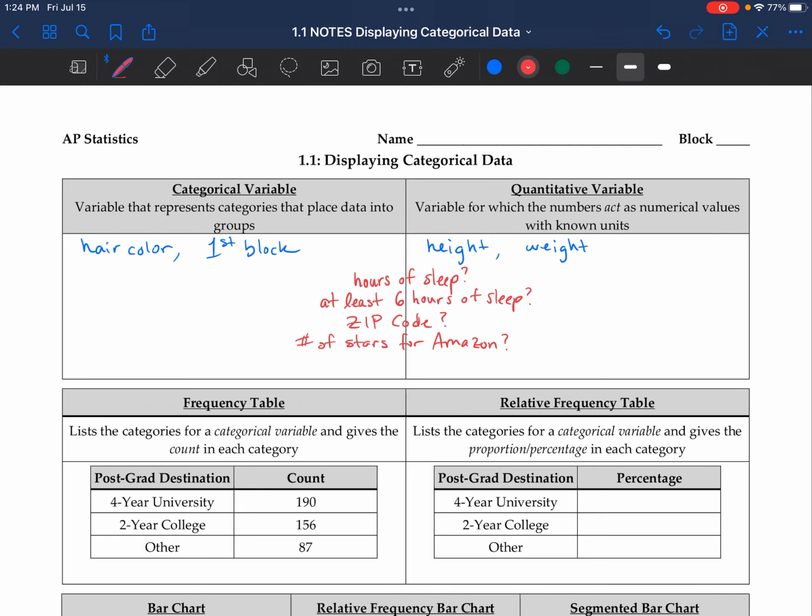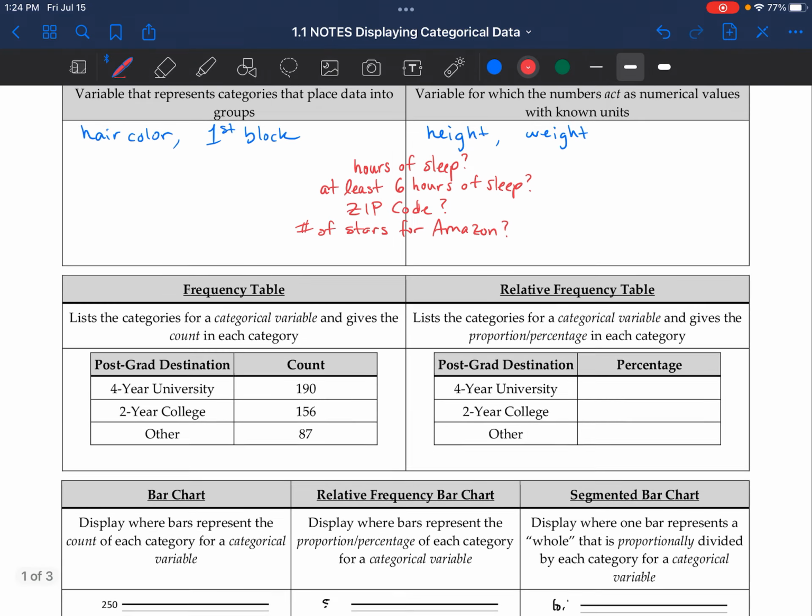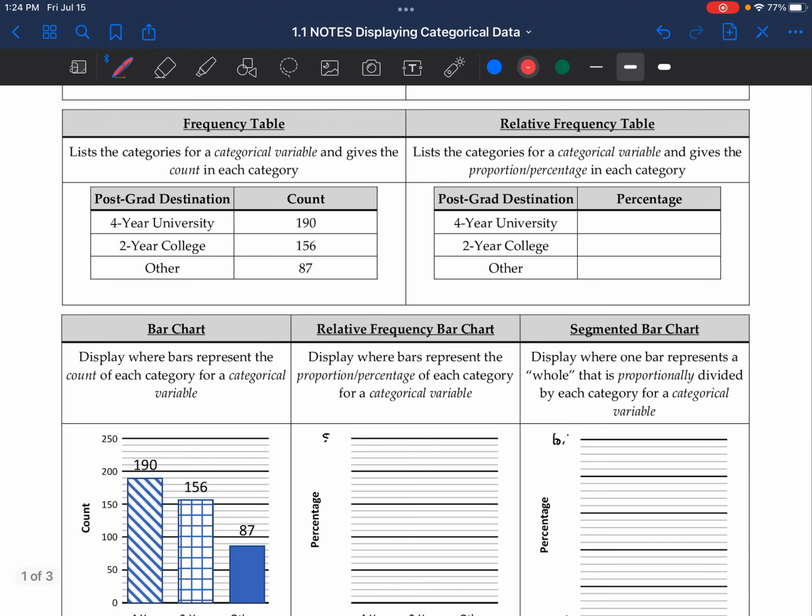All right, so we're going to focus mostly on categorical variables for these particular notes. And so we're going to talk about how you display them. There are 6 different ways to display these things. First, we'll talk tables. So tables are pretty common to use here.